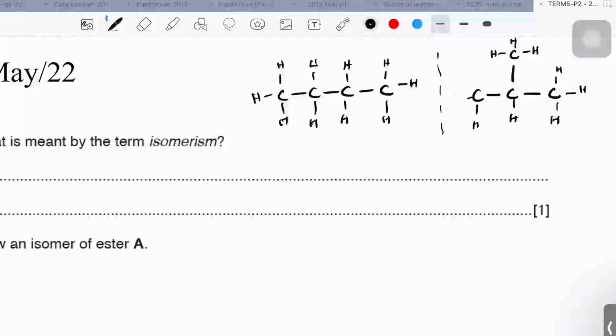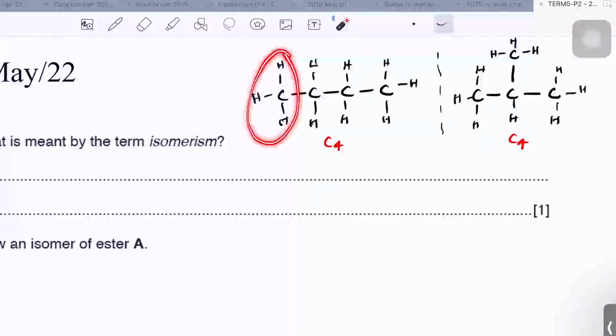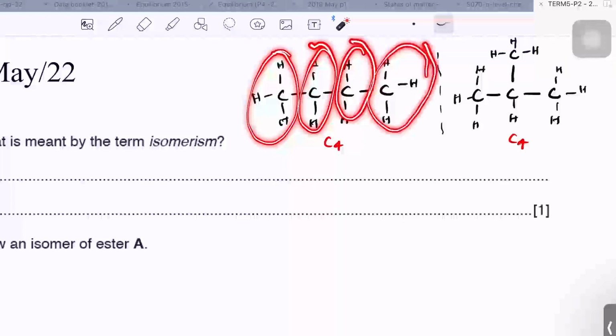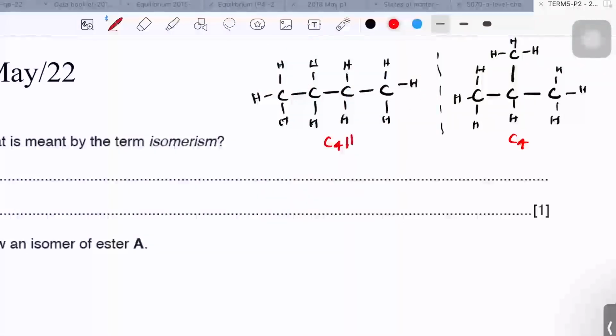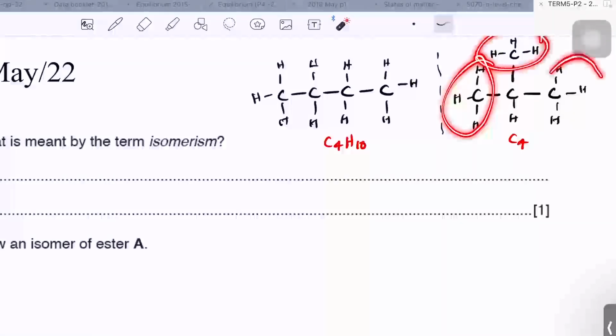But for them to be isomers, we have to double check the number of carbon atoms. In both, do we have the same number of carbon atoms? We have 4 in this one, 4 in this one. How many hydrogen atoms in the left hand side one? 3, 2, that means 5, 7, 10. H10. Check the other one. 3 here, 3 here, 3 here, 9. Plus 1, 10.